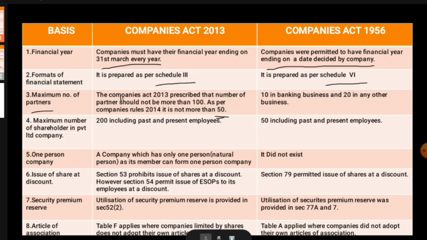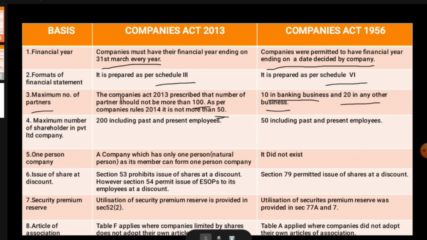Now currently it is 50, and if a company decides to have a maximum number of partners, it should not be more than 100 as specified in the Companies Act. It means according to the Act of 2013 it is 100, and as per Companies Rules 2014 it is up to 50. But according to Companies Act 1956, it is 10 in case of banking business and 20 in any other type of business.